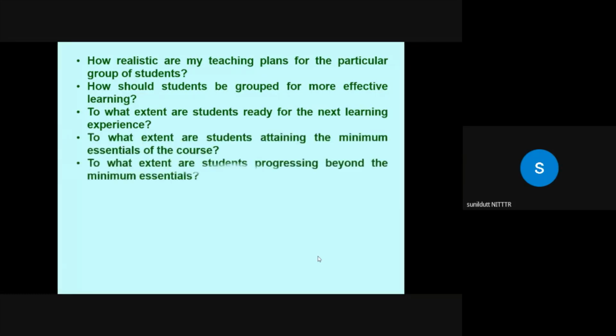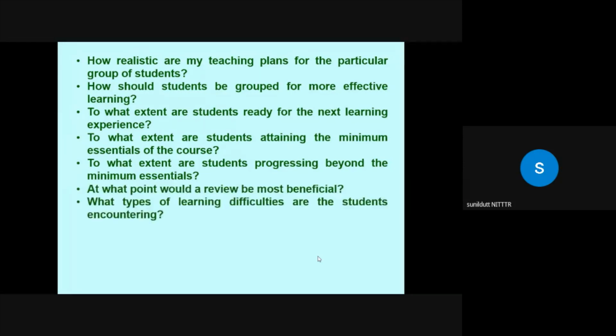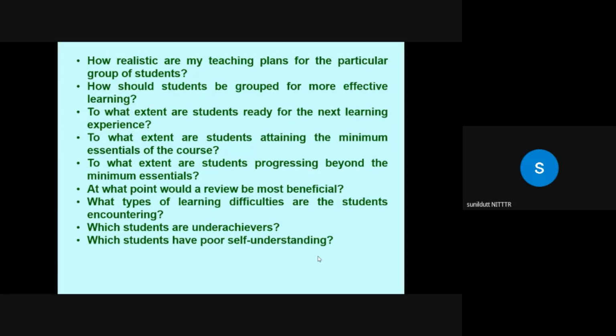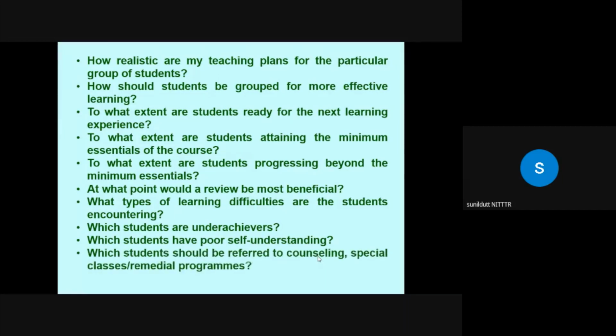To what extent are the students attaining the minimum essentials of the course? To what extent are students progressing beyond the minimum essentials? At what point would a review be most beneficial? What types of learning difficulties are the students facing? Or which students are underachievers? Which students have poor self-understanding? Which students should be referred to counseling, special classes? How effective was my teaching? So answers to these questions can be given by measuring or evaluating students' various abilities.